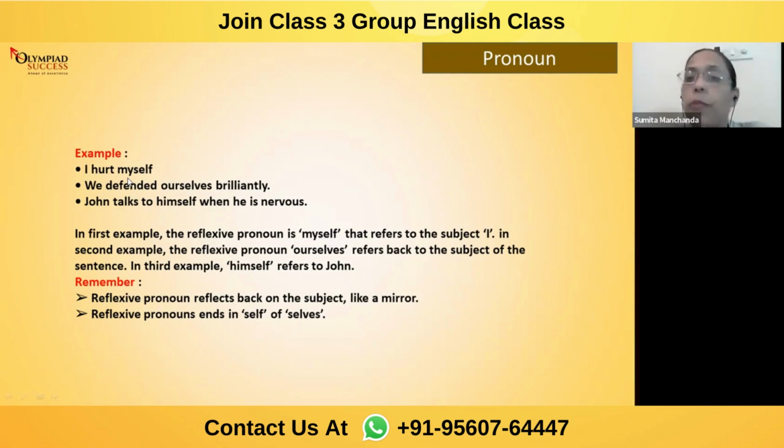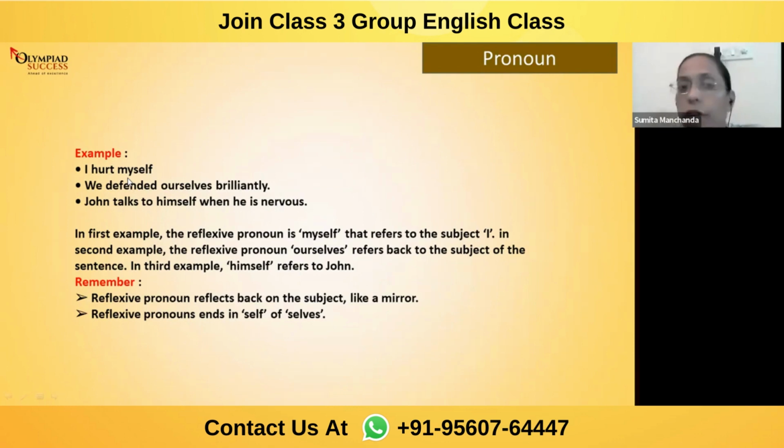We defended ourselves brilliantly. Now see, we is taken as the subject, and ourselves is related to the subject only. What we did, we defended ourselves. So this action was done by the subject itself. The subject tried to defend themselves, isn't it so? John talks to himself when he is nervous. Again John is the subject, and John himself is doing this action. So in all the words like myself, ourselves, himself, we have used self because we are talking about reflexive pronouns.